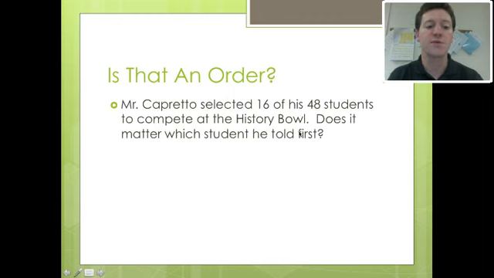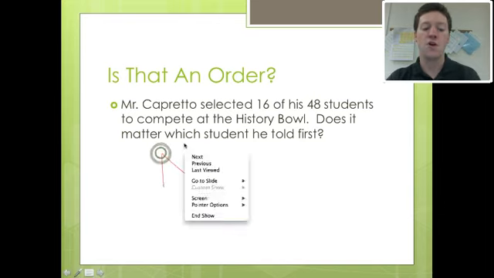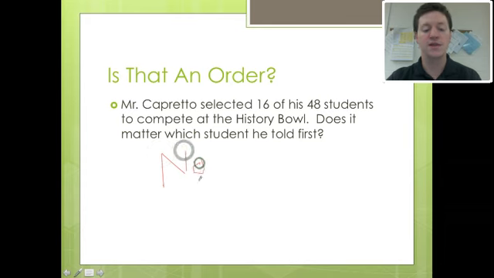Let's look at a second example. Mr. Capreto has selected 16 of his 48 students to compete at the History Bowl. Does it matter which student he tells first? Well, while you really maybe have some sort of bragging rights, it doesn't really matter. Everyone I tell, all of those 16 students, gets to go to the History Bowl. So does it really matter who gets told first? No, not for this situation. That is a big no. Doesn't matter what order I tell you in.